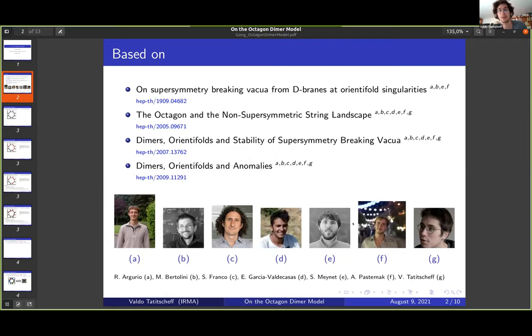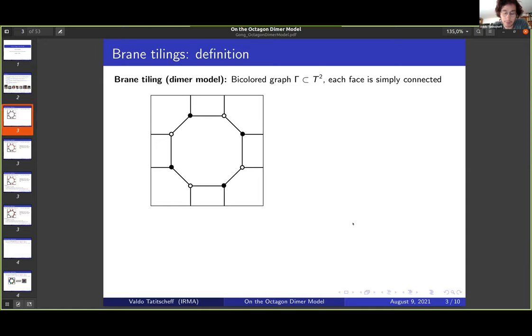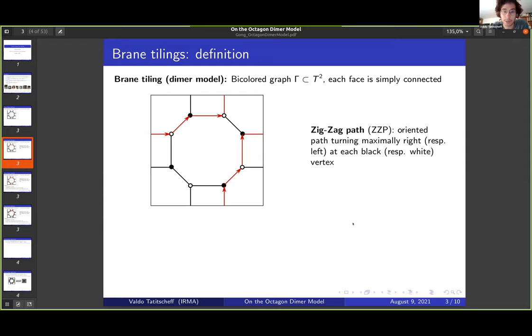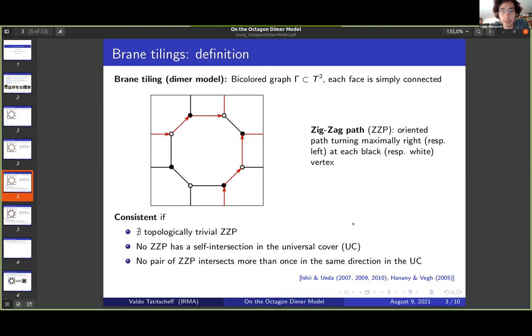So let's start with the definition of a brane tiling. A brane tiling is a bicolored graph embedded in a topological torus such that each face is simply connected. Of course, not all brane tilings are interesting, but the so-called consistent ones surely are. In what follows, all the dimer models are assumed to be consistent. One possible definition of consistency is in terms of zigzag paths. Zigzag paths are oriented paths turning maximally right at each black vertex and maximally left at each white vertex. Here's the statement of consistency in terms of zigzag paths, but we won't need the details of that.